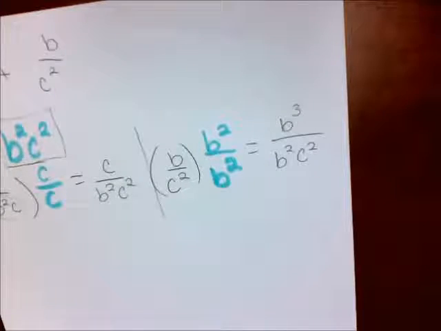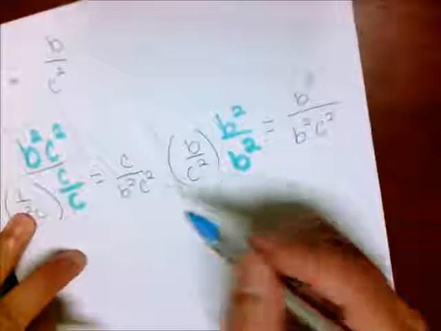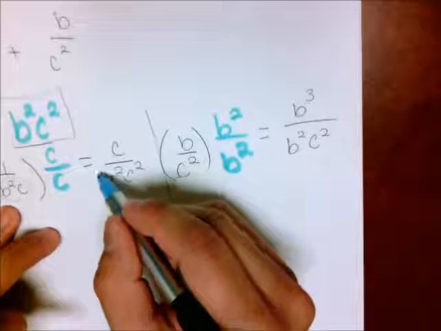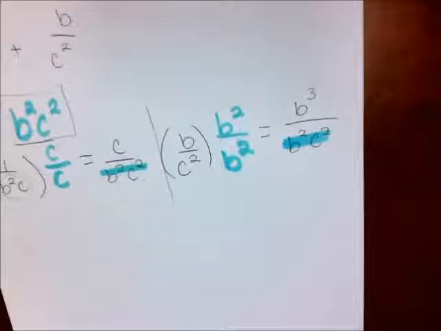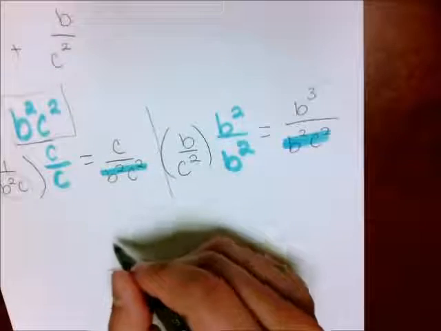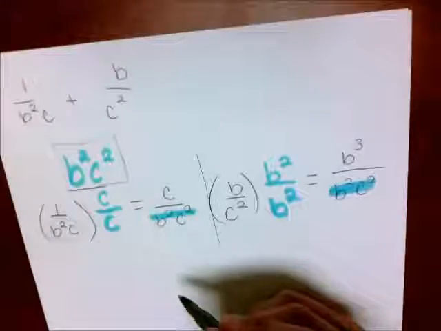Alright, so now you'll notice that for both problems, we have the same exact denominator. For the left side, I have b squared c squared. For the right side, I also have b squared c squared. And that was our goal. We wanted them to be the same. So I'm just going to rewrite them down here, our brand new problem, that looks just like this.